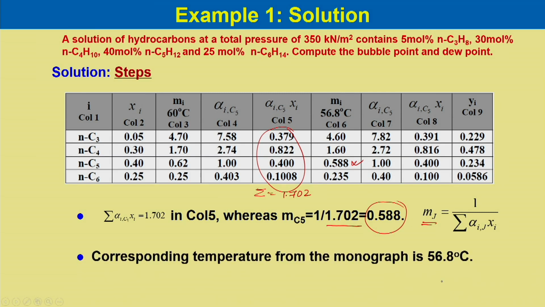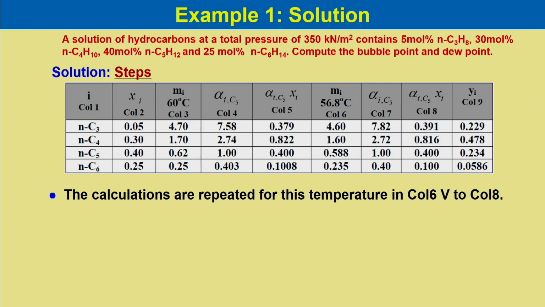Now, with respect to this distribution coefficient value, the corresponding temperature can be obtained from the monograph, which is shown over here. So, we can calculate this temperature based on this distribution coefficient data. Once we obtain this temperature from the monograph, we can calculate the distribution coefficient of the other components at that temperature and the pressure mentioned, which is shown over here. It is 56.8 degrees centigrade.